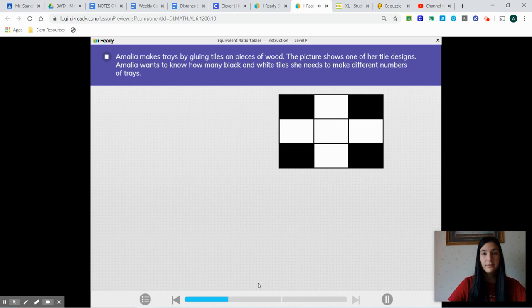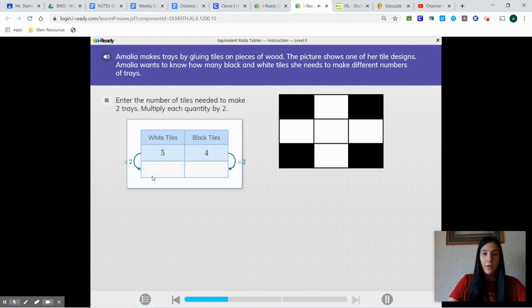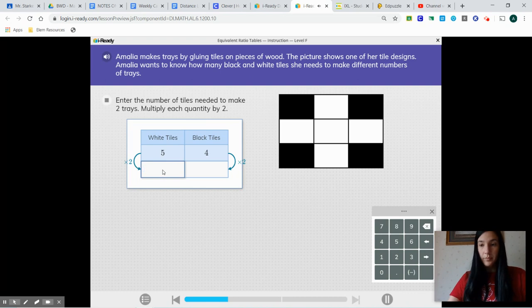Amalia makes trays by gluing tiles on pieces of wood. The picture shows one of her tile designs. Amalia wants to know how many black and white tiles she needs to make different numbers of trays. Enter the number of tiles needed to make 2 trays.